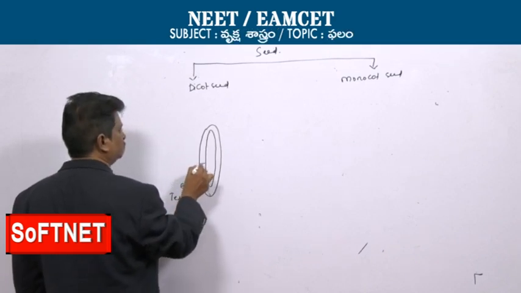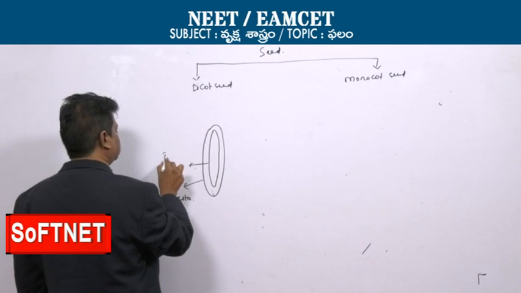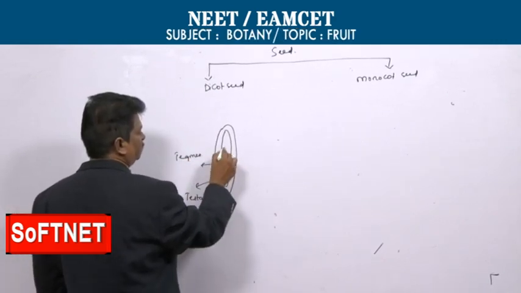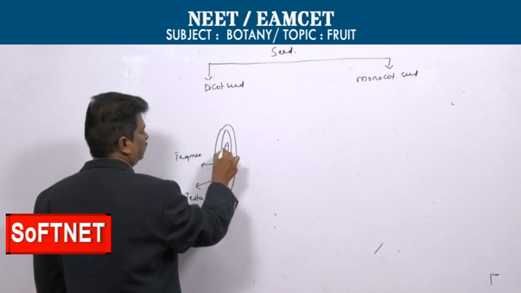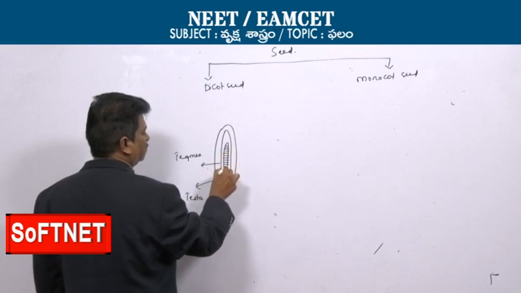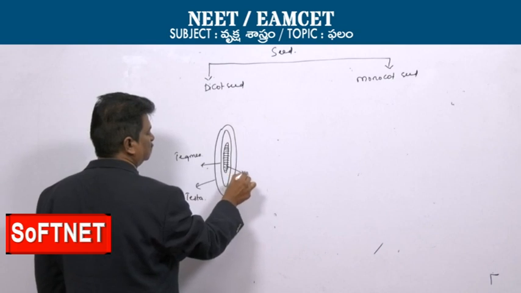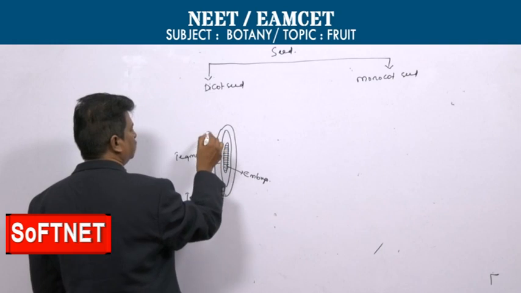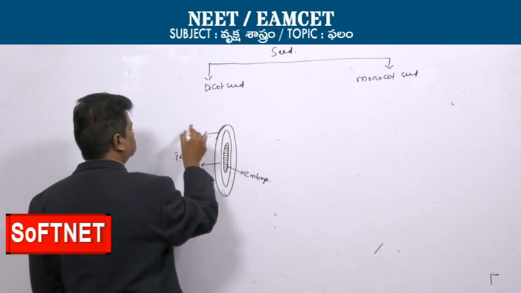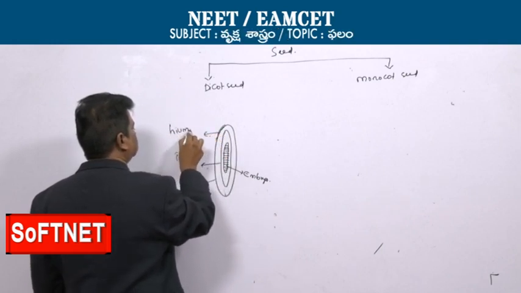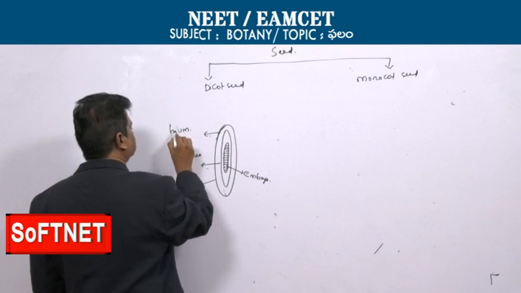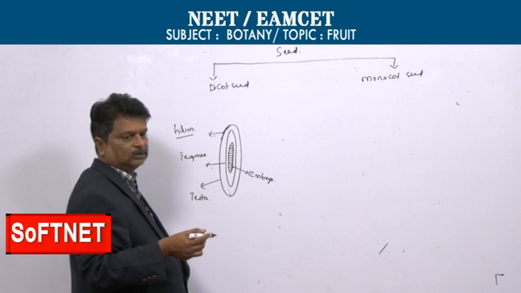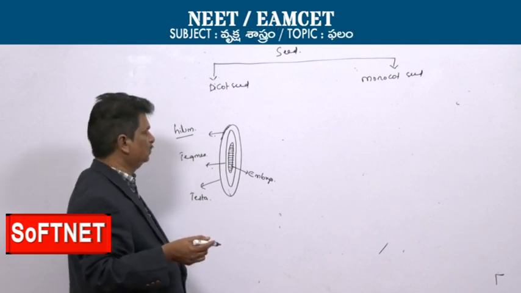Outer seed coat is called a testa. Inner seed coat is called a tegmen. Rightly, inside the seed, the embryo is present. And this seed contains a scar called hilum. Hilum is the point where the fruit was attached to the seed.